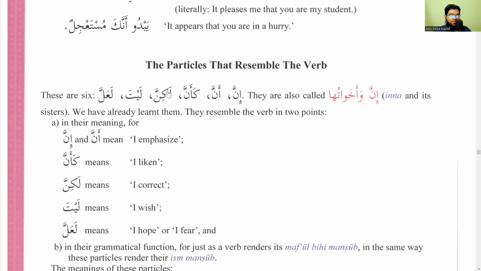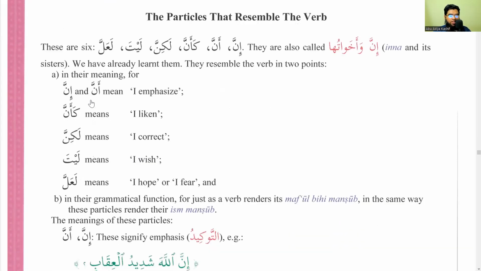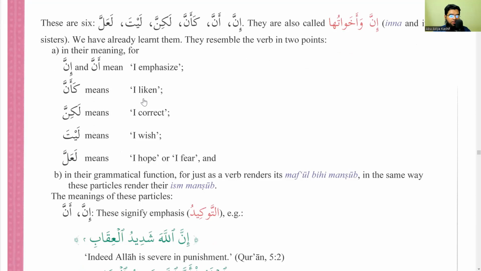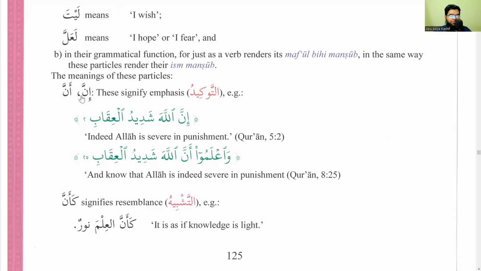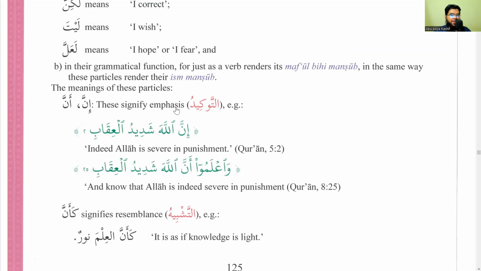Okay, and then he summarizes the particles inna, anna, kanna, and we read this anna and inna. I emphasize, inna. Kanna means I liken. That is, it looks like, kanna ka akhi, you are like my brother. Lakinna is but, I correct. Laita, I wish. La'alla, I hope or fear.